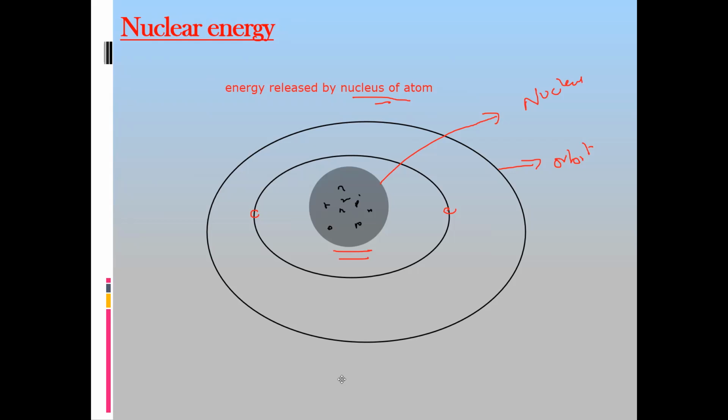But how can nuclear energy be released? It can be released by two ways, by nuclear reactions, and there are two nuclear reactions. One is called fusion, and another one is known as fission. So there are two ways by which we can release nuclear energy. One is called fusion, another one is fission.